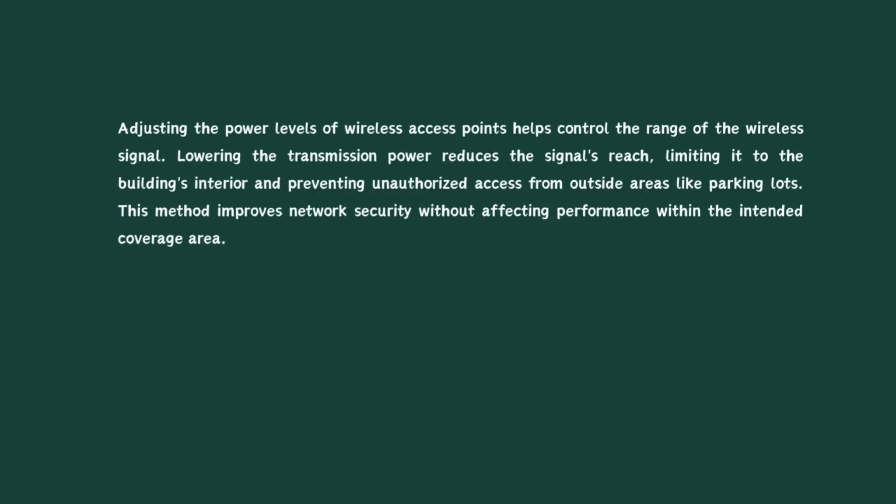Adjusting the power levels of wireless access points helps control the range of the wireless signal. Lowering the transmission power reduces the signal's reach, limiting it to the building's interior and preventing unauthorized access from outside areas like parking lots. This method improves network security without affecting performance within the intended coverage area.